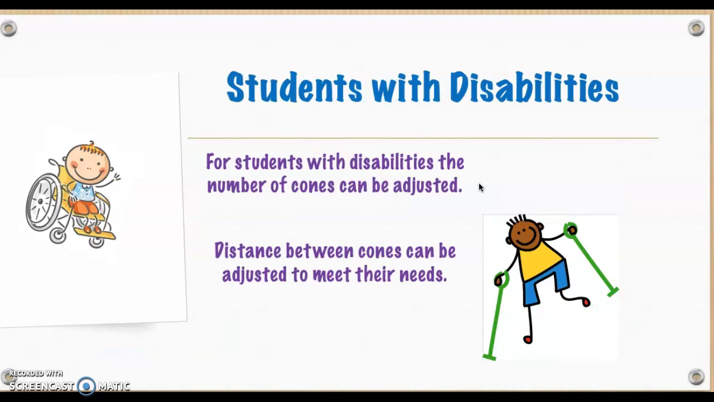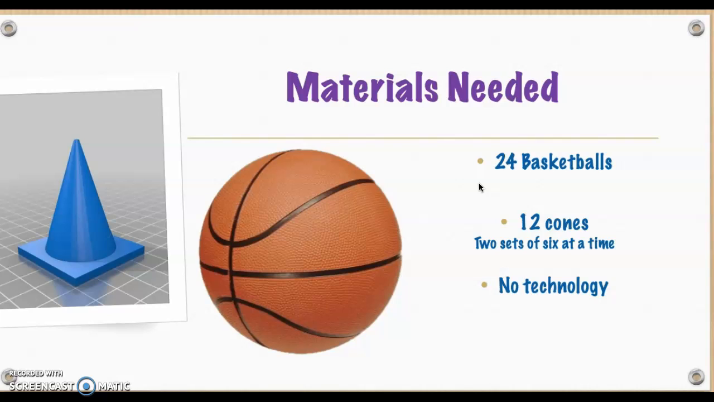For students with disabilities, there's a few things that can be adjusted for them. For instance, maybe the number of cones and also the distance between them, just to meet their needs. The materials for this lesson are 24 basketballs, 12 cones. There's going to be 2 sets of 6 at a time for the teacher to assess, and there is no technology needed.